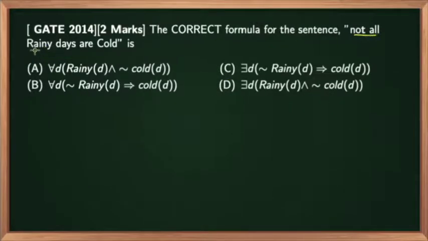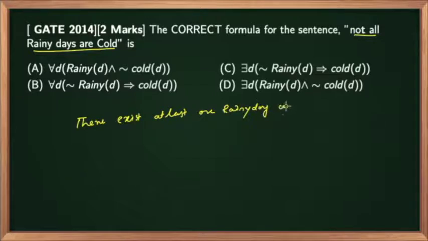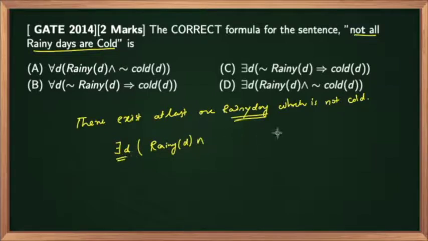Not all rainy days are cold, right? That means there exists at least one rainy day which is not cold. So I can write there exists a day d which is rainy, so rainy of d is true, and because there exists, I am using AND, which is not cold. So the answer should be D.